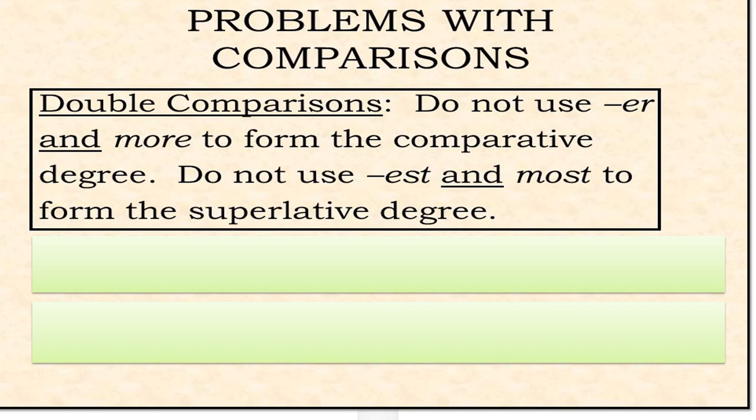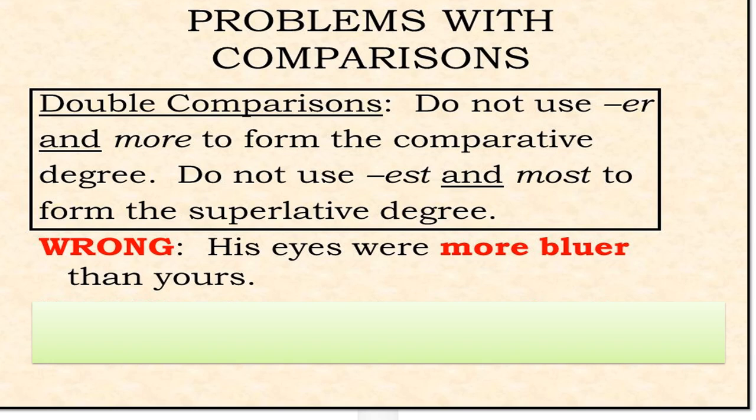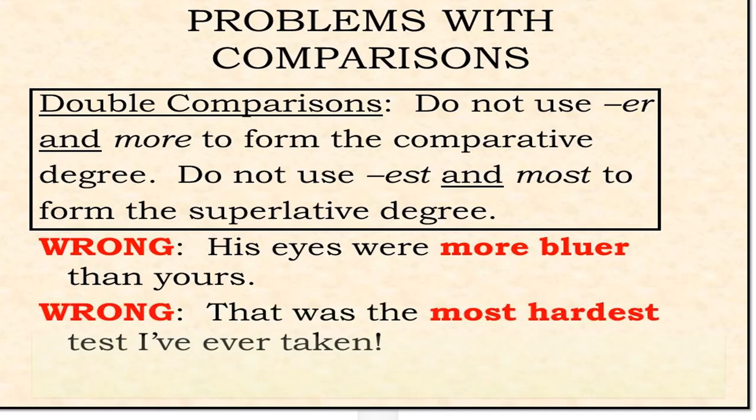Never do double comparison. That is, do not use ER and more at the same time to form the comparative degree, or do not use EST and most to form the superlative degree. For example, see the wrong sentence: His eyes were more bluer than yours. Do not use more and bluer at the same time in one sentence. Or: that was the most hardest test I have ever taken. So don't use most and hardest, EST, at the same time in one sentence.